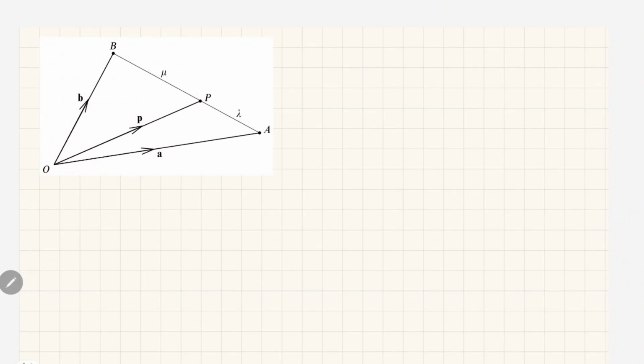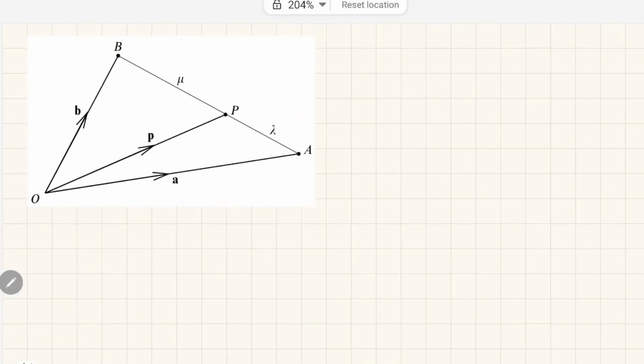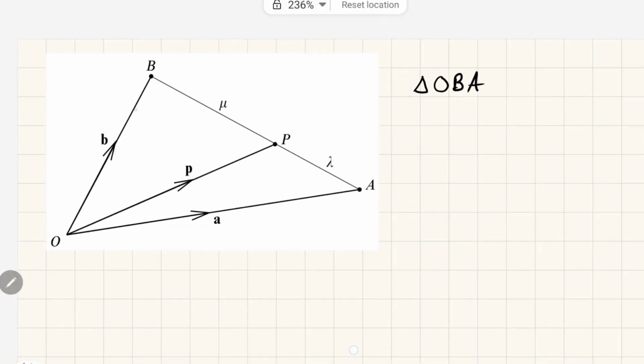Hello, today we are going to show the ratio theorem. And to do that, we need to introduce the triangle that defines what it is going to be about. So for example, here we have a triangle named the triangle OBA. We see in the image that the point B is defined with a position vector B, and the point A is defined with a position vector A.